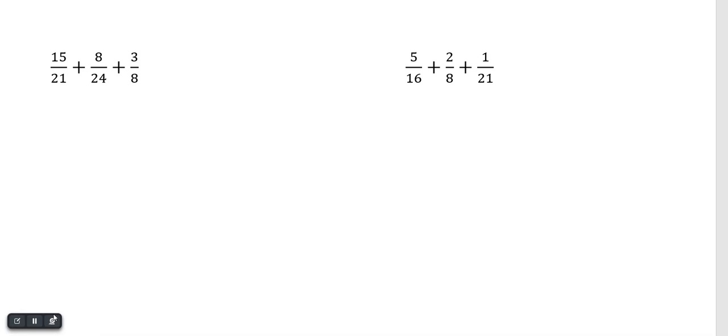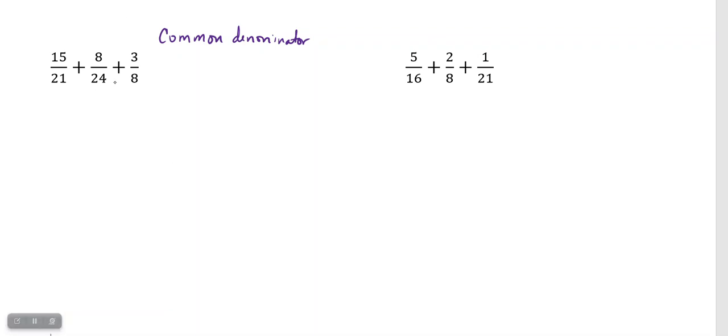In this short video, we're going to look at adding a group of 3 fractions with different denominators. And the first thing we want to find is a common denominator. It doesn't have to be the least common denominator, it just has to be a common denominator.